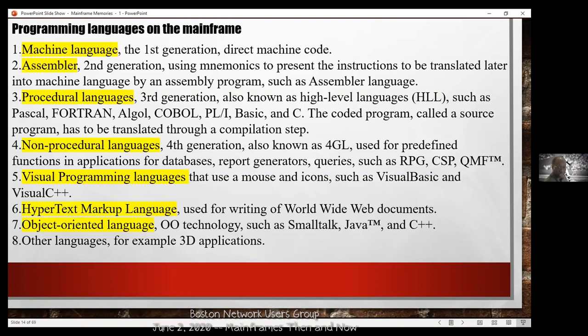Later on came non-procedural languages, database generators, things like RPG, and this is where the compilers became not as necessary. They were able literally to code it, put it onto the machine, and pretty much run from there, sure, without the interim step.